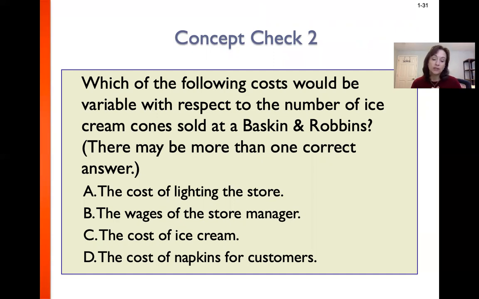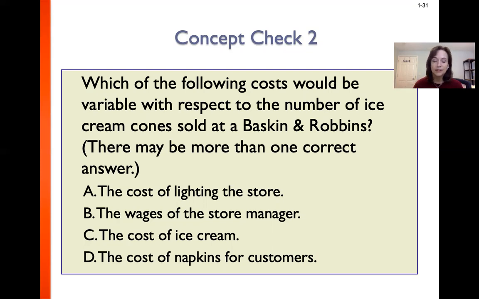Wages of a store manager. Your store manager probably has to work a set number of hours each week, whether you sell millions of dollars of cones or a few cones, you're probably going to be paying that manager the same. So that would be more of an example of a fixed cost. Ice cream. Every ice cream cone that you sell has ice cream in it. So if I sell more ice cream cones, then obviously my cost in ice cream would be more. So that meets the definition of a variable.